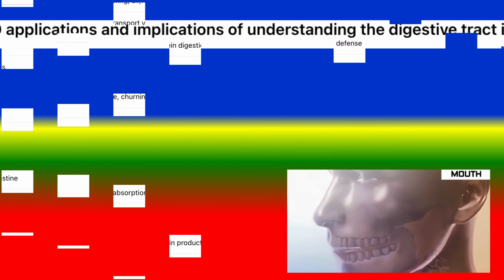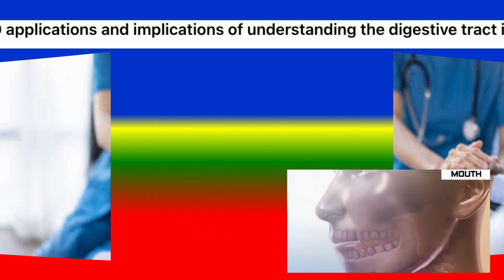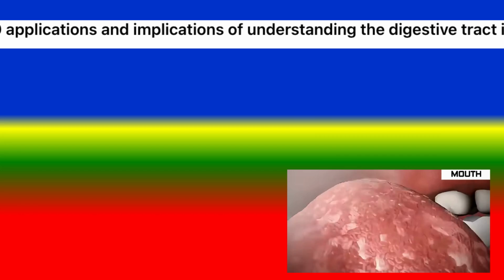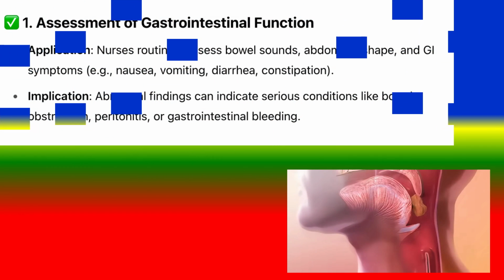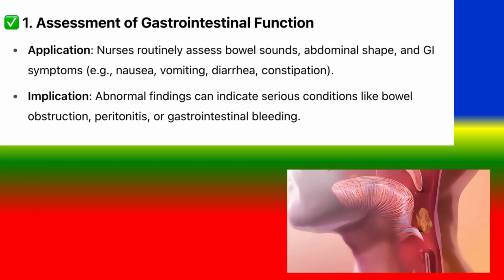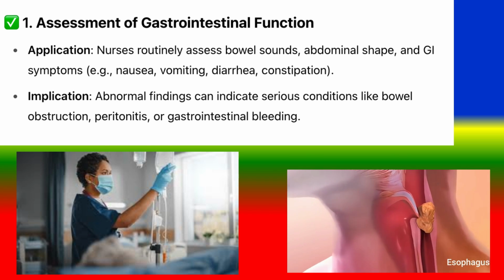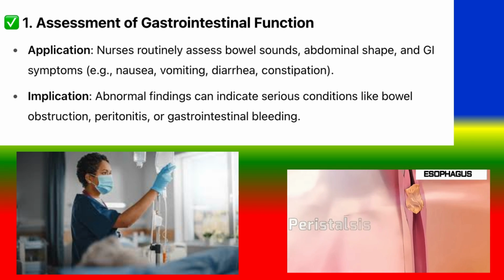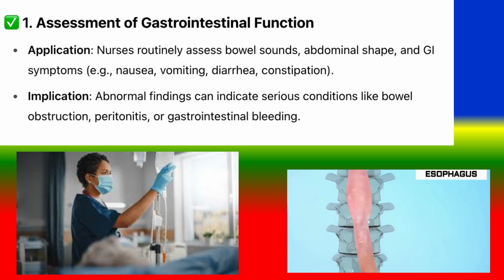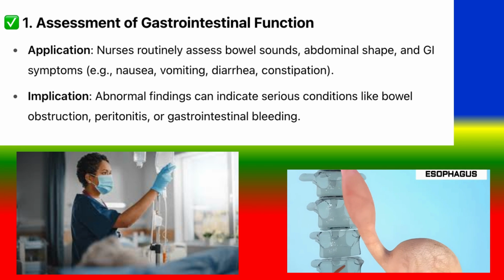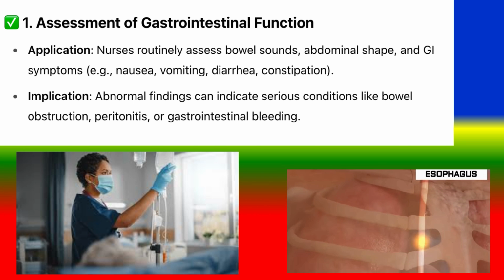Here are 10 applications and implications of understanding the digestive tract in nursing practice, especially for patient care, health education, and clinical decision-making. 1. Assessment of gastrointestinal function. Application: nurses routinely assess bowel sounds, abdominal shape, and GI symptoms, e.g. nausea, vomiting, diarrhea, constipation. Implication: abnormal findings can indicate serious conditions like bowel obstruction, peritonitis, or gastrointestinal bleeding.